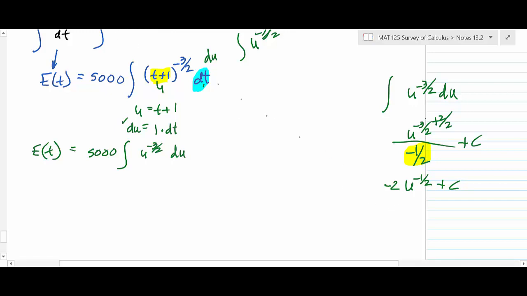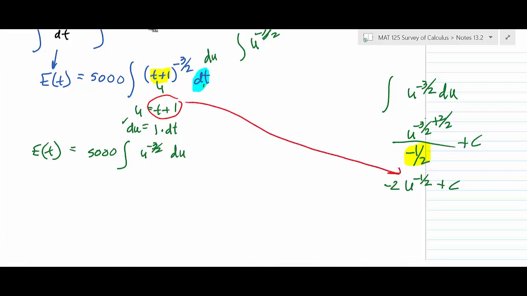You don't want u in your answer. What do you got to do? You got to plug the u back in. That's always the last step when you do this. So what you would have is negative 2 times t plus 1 to the negative 1/2 plus c. Okay, that's what you have. So I'm going to kind of take this back. I would do something like that on scratch paper, and then let's go back to where the problem is.